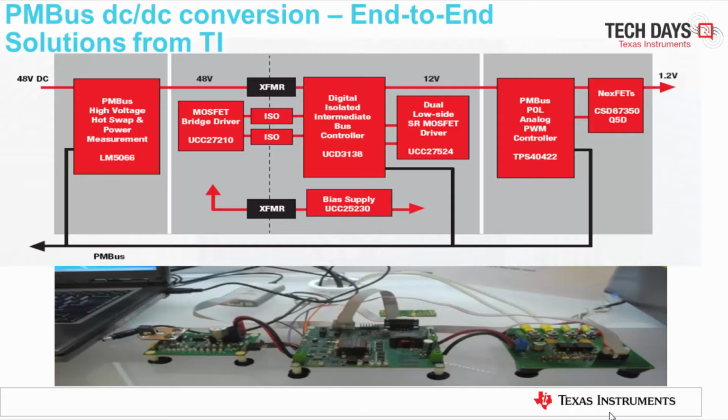TI offers PMBus DC to DC conversion end-to-end. Here you see a 48 to point of load PMBus system. It is comprised of a 48 volt hot swap controller with PMBus to monitor and report input voltage and input current, a 48 volt isolated PWM controller in a full bridge configuration, the UCD3138, and 12 volt input PMBus point of load controllers, in this case the TPS40422 with an external TI power block.